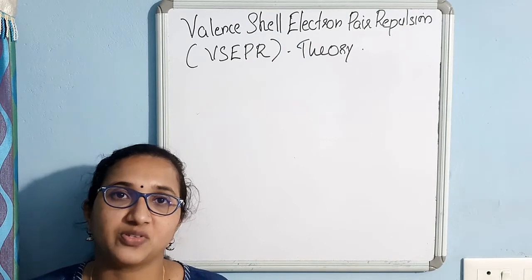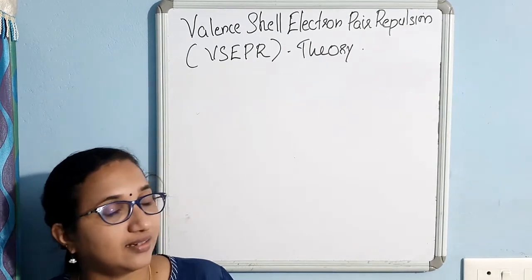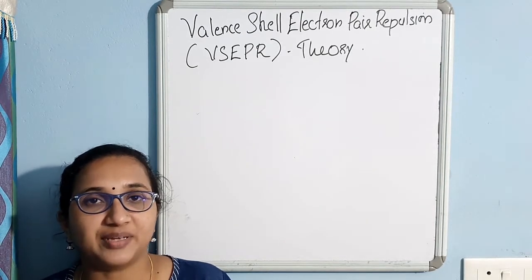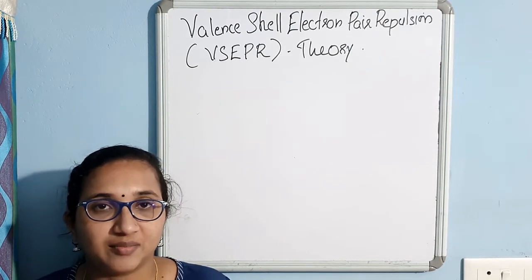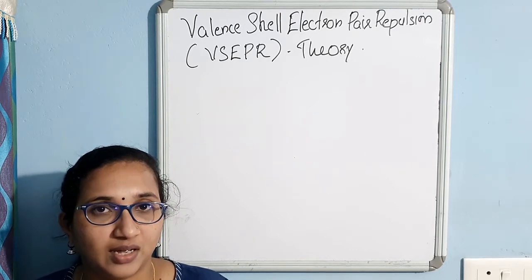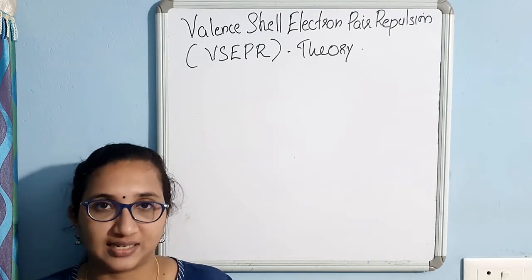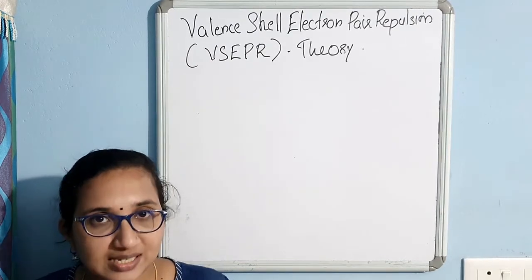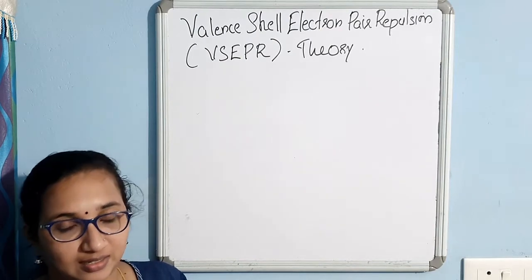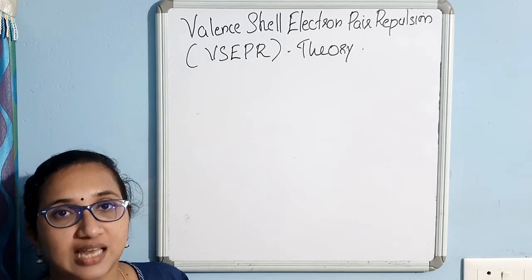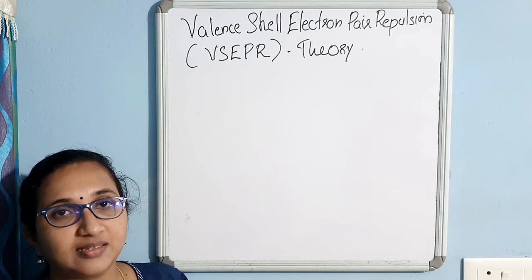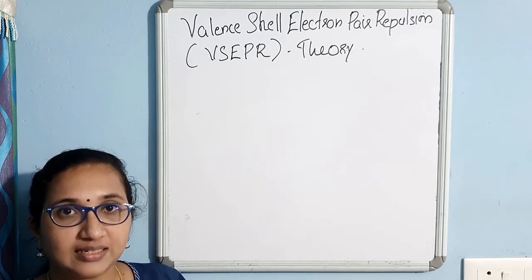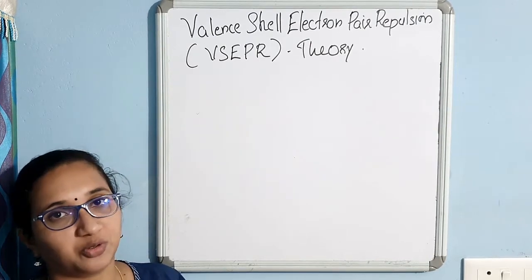Let's see the different postulates of VSEPR theory. The main concept of VSEPR theory is that the central element in any molecule, for example in a water molecule oxygen is the central element, in ammonia nitrogen is the central element, tries to arrange its valence electron pairs around it in such a way that there is minimum repulsion between the electron pairs.